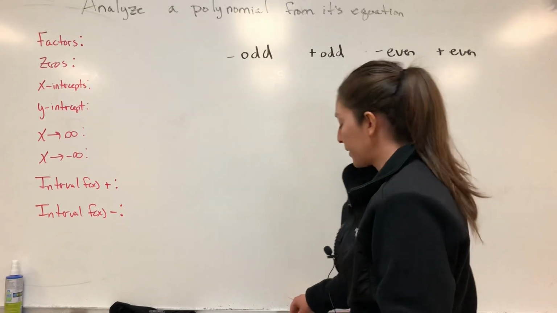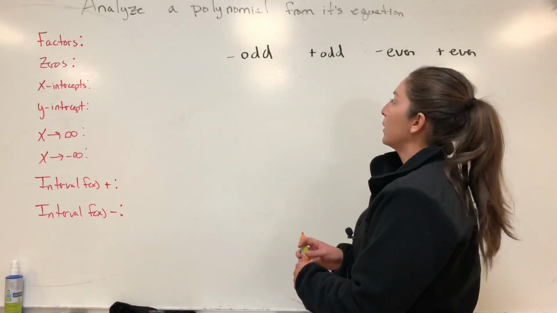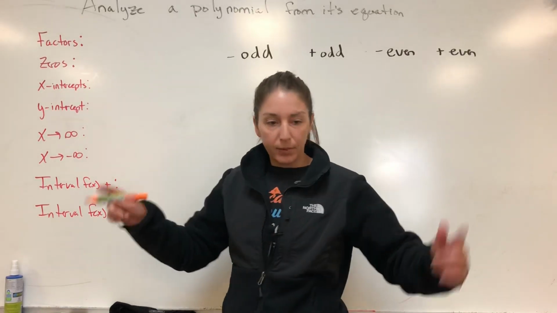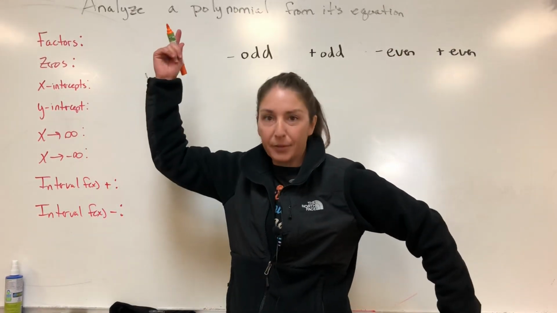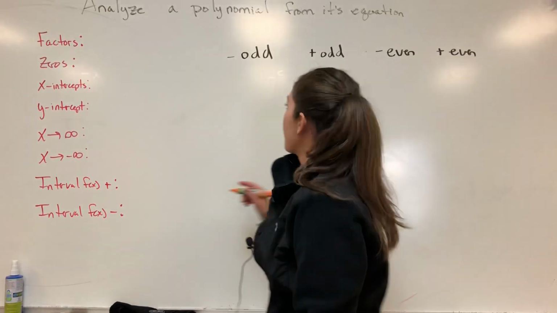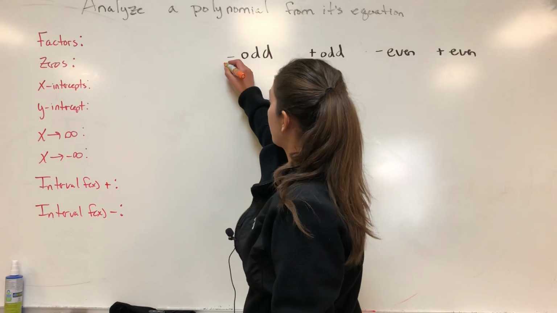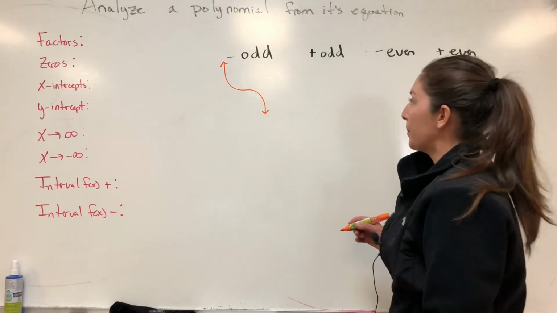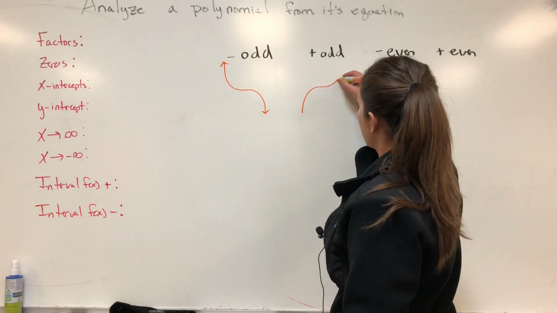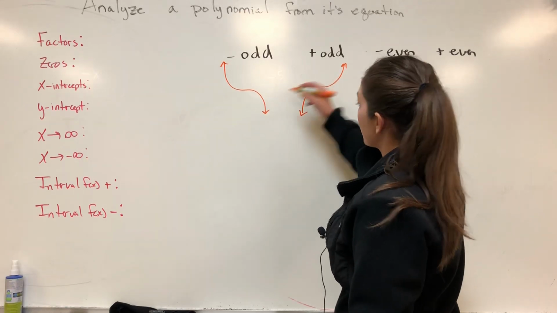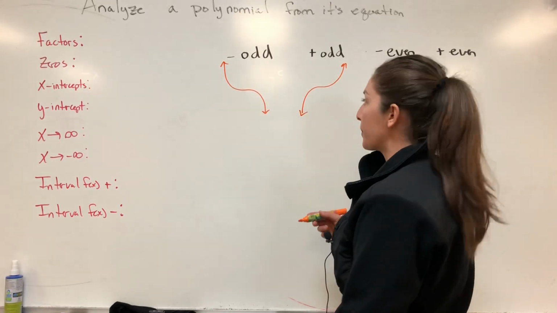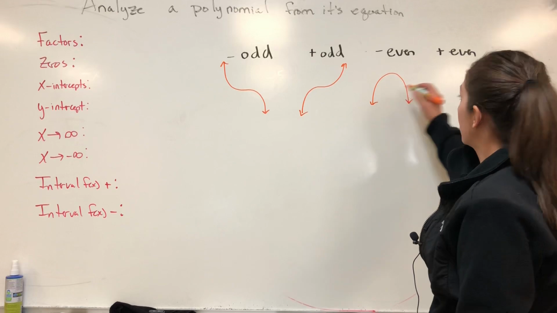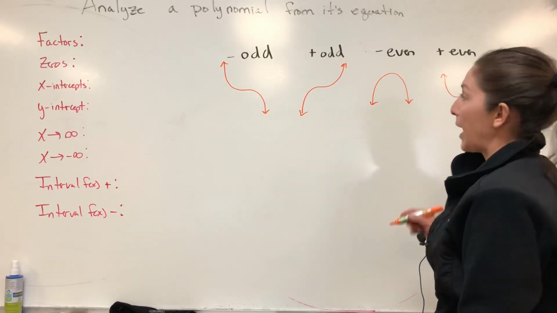So what these guys do: a negative odd. First off, odds take this kind of shape or this kind of shape. Think like disco dude. A negative odd is going to come from above, and it might wiggle in the middle, but it's going to take that general shape. A positive odd is going to do the opposite. There might be some wiggles in here, depending on the power, depending on the polynomial, but in general, that's the general shape. A negative even is a frowny face, and a positive even is a happy face.